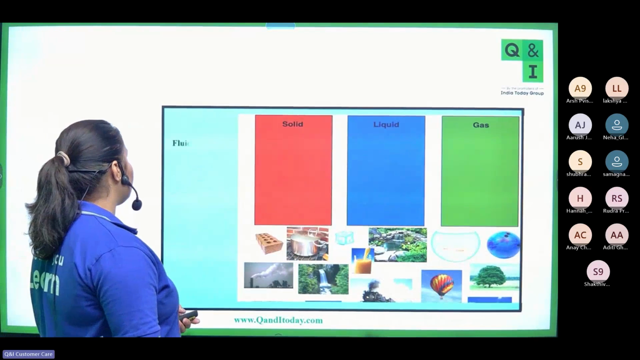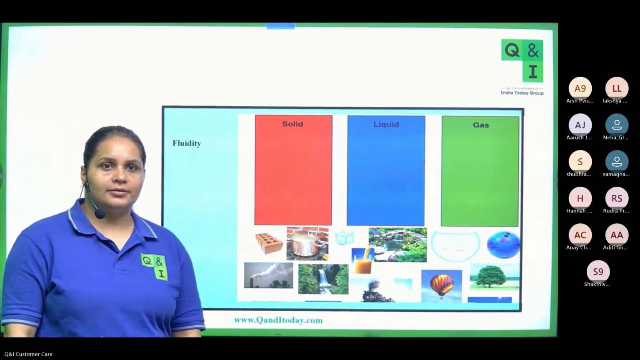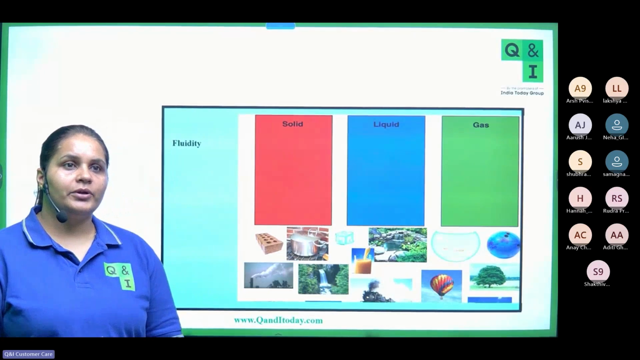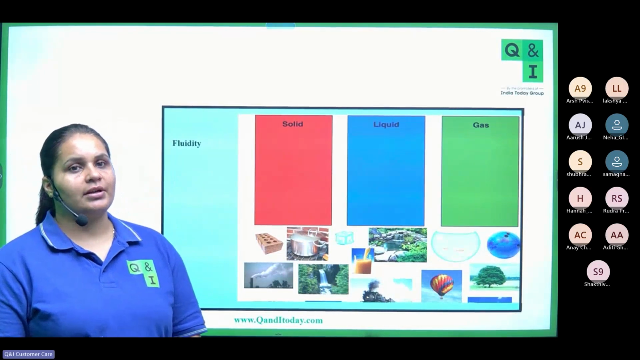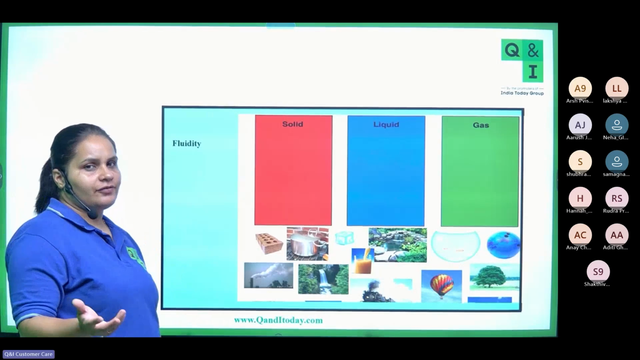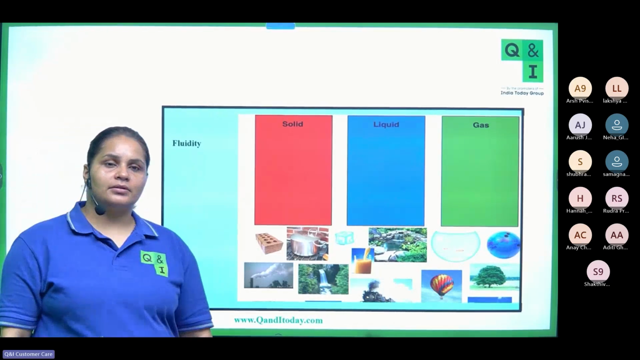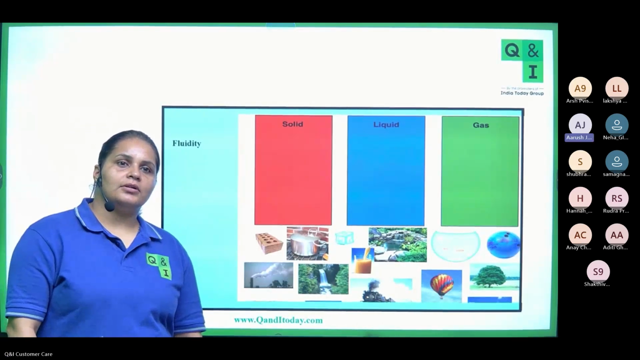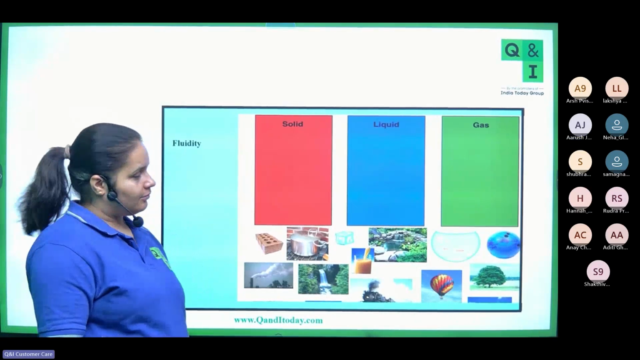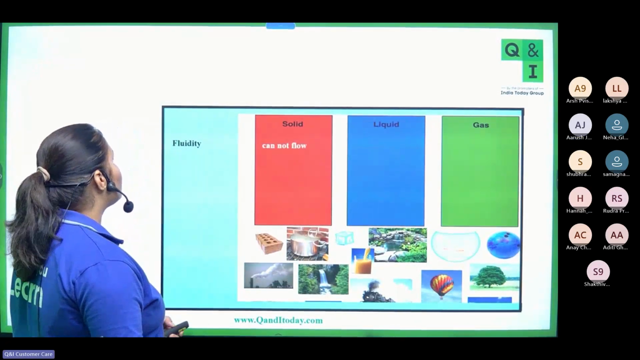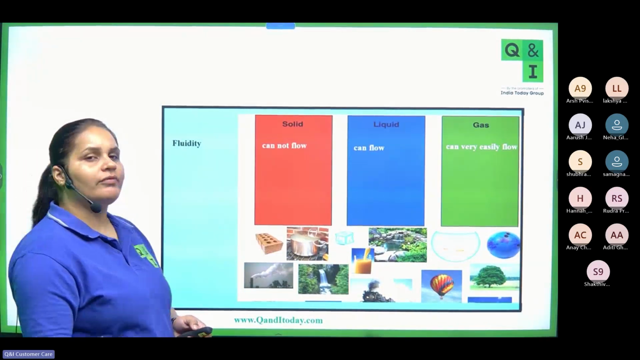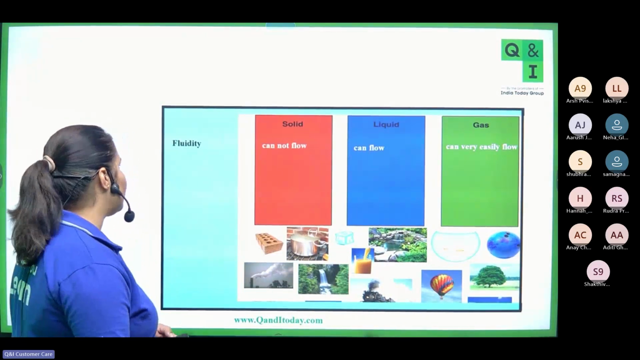Fine. Next one, fluidity. What shall I say about solid? No fluidity. Right. It can't flow. Liquid. Both liquid and gas have fluidity. Liquid and gas both can flow easily. So solid cannot flow, whereas liquid and gas, they can flow very easily.